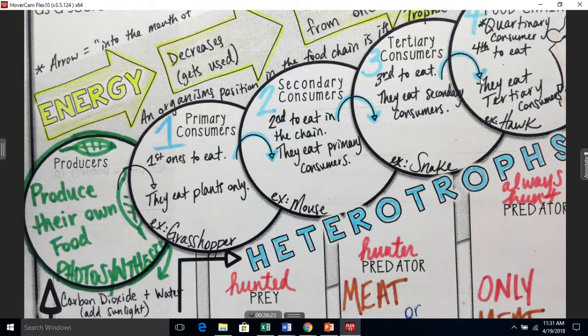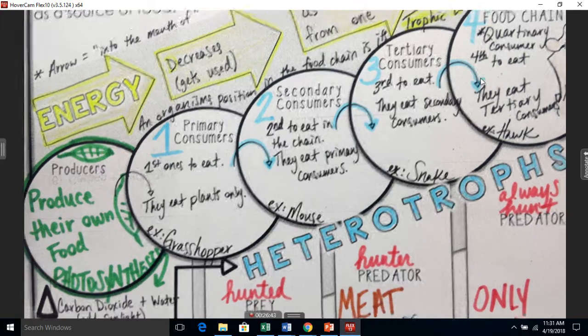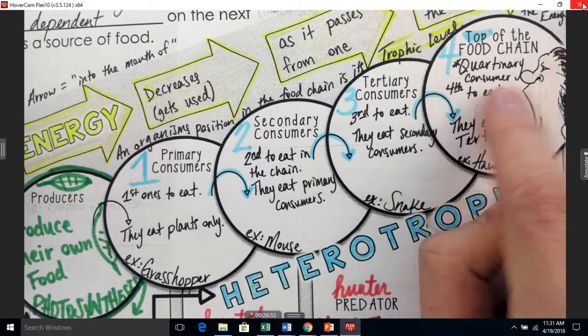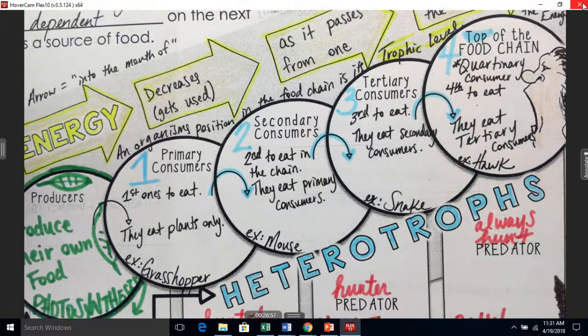Secondary consumers, put a 2. They're the second ones to eat. Tertiary is the 3. They're the third ones to eat. And you need to write this, quaternary consumer, because that's the name of the fourth. I don't have any fourth pictures over there. Oh yeah, on that one we do.